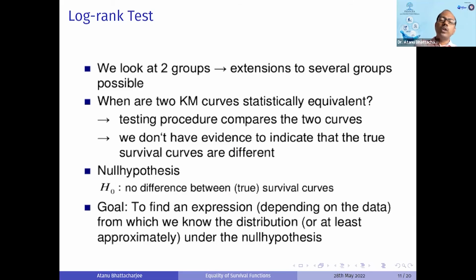When you have 2 Kaplan-Meier curves that are statistically equivalent, the testing procedure compares the 2 graphs, and we don't have the evidence to indicate that the 2 survival curves are different. So the null hypothesis says that there is no difference between the survival curves. If you are not in a position to make that final conclusion by the log-rank test, then you can proceed with the parametric test approach. I will come to that in the next presentations.